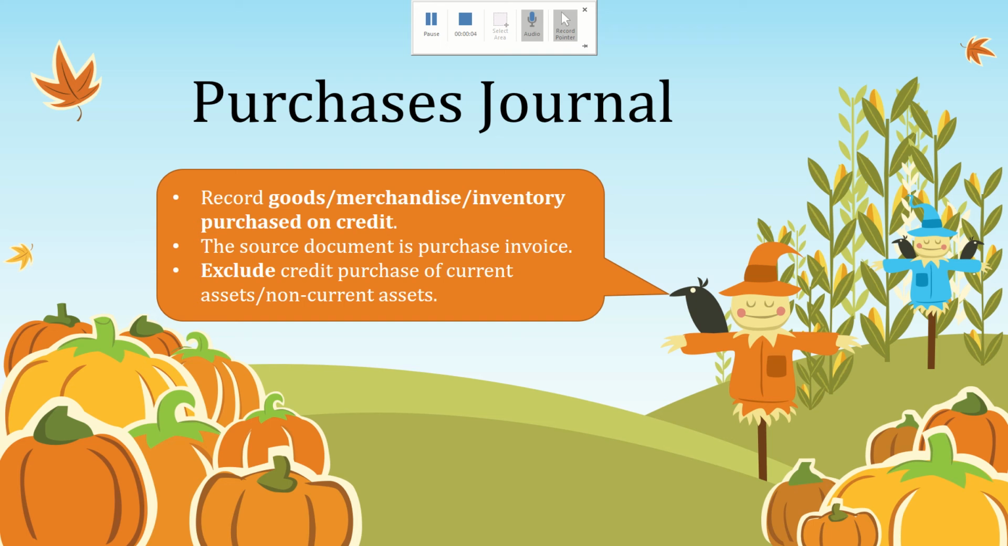A purchase journal is a specialized accounting journal to keep track of the order of items placed using account payable. A purchase journal is used to record credit purchases for resaleable purposes. The source document which is used as evidence in recording transactions into the purchase journal is the purchase invoice. Credit purchases of current assets or non-current assets are not considered when recording in the purchase journal.